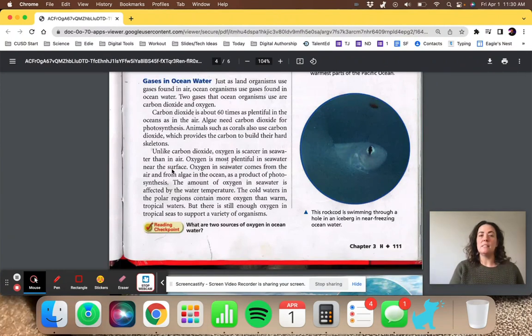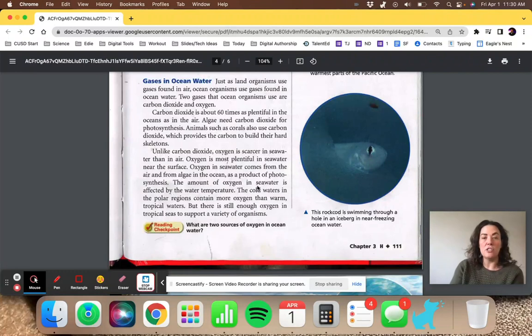Unlike carbon dioxide, though, oxygen is scarcer in seawater than in air. Oxygen is most plentiful in seawater near the surface, obviously, because it's getting that oxygen from interacting with the air. In deeper ocean water, you're not getting that. Oxygen in seawater comes from the air and from the algae in the ocean. As plants use carbon dioxide to make food, they give off oxygen. So oxygen in seawater comes from the air and from algae in the oceans as a product of photosynthesis.